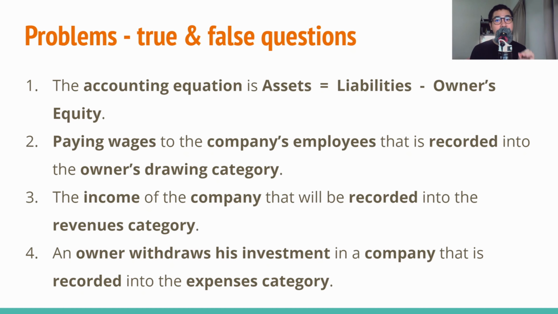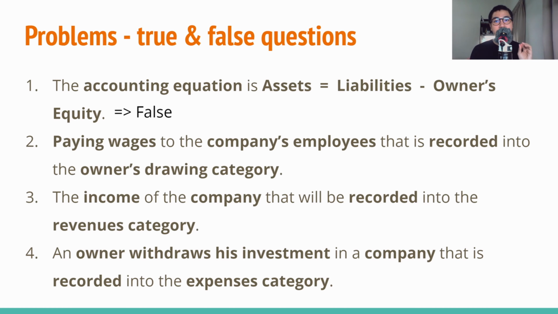Finally, we are done with the theory part, so I have prepared some review questions and we're going to put it all together. First, the accounting equation is assets equal liability minus owner's equity, true or false? Let's see the answer. The answer is false, right? It's quite obvious because, following what we have been discussing, everything the business owns equals everything the business owes. Therefore, it has to be assets equal liabilities plus owner's equity.